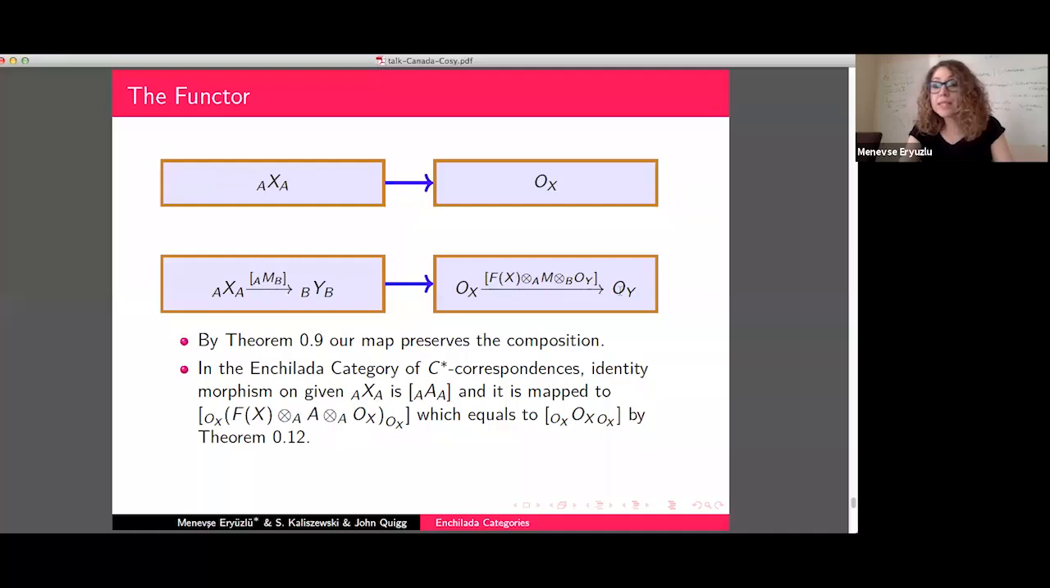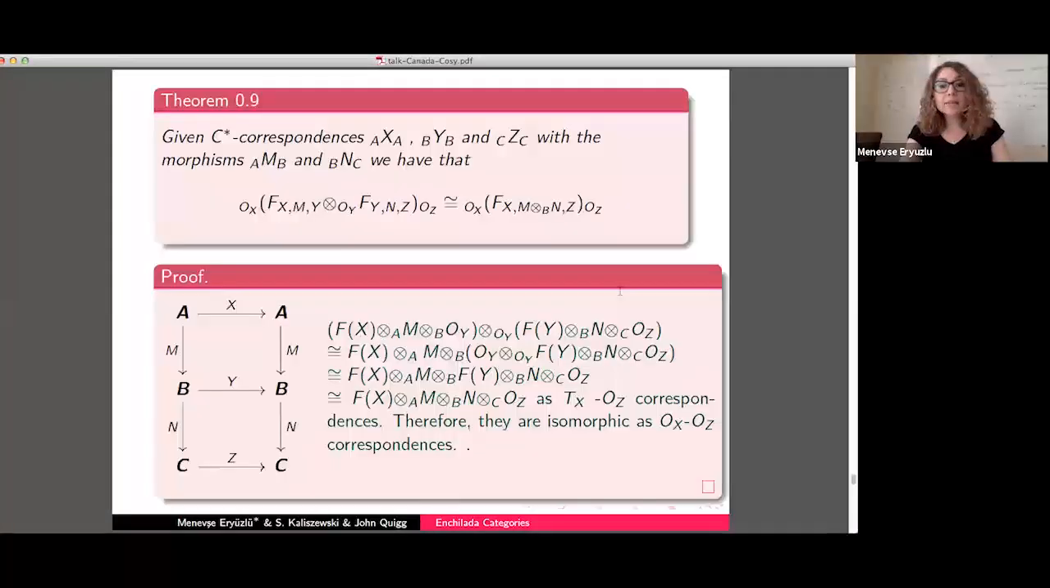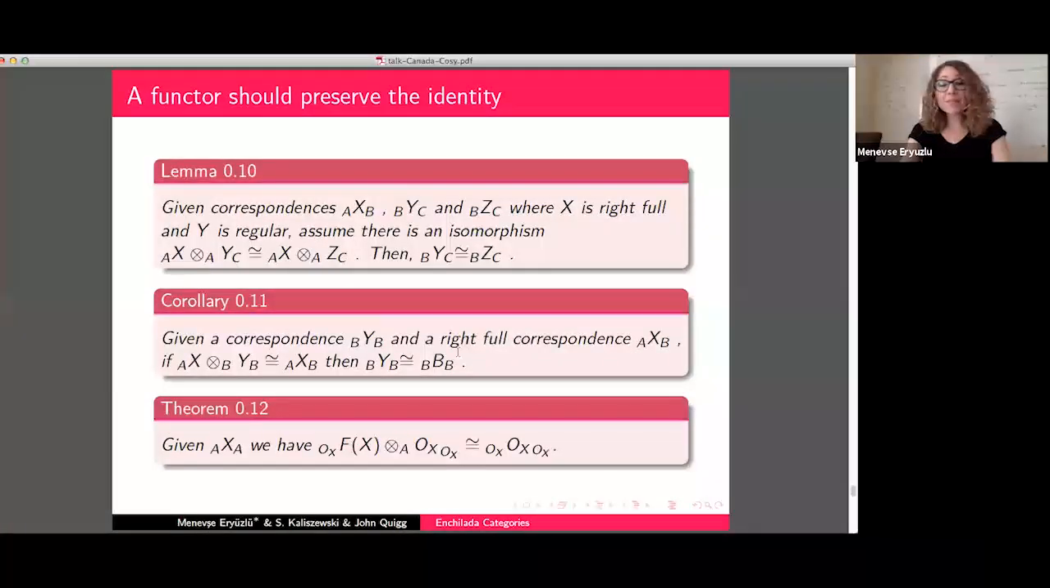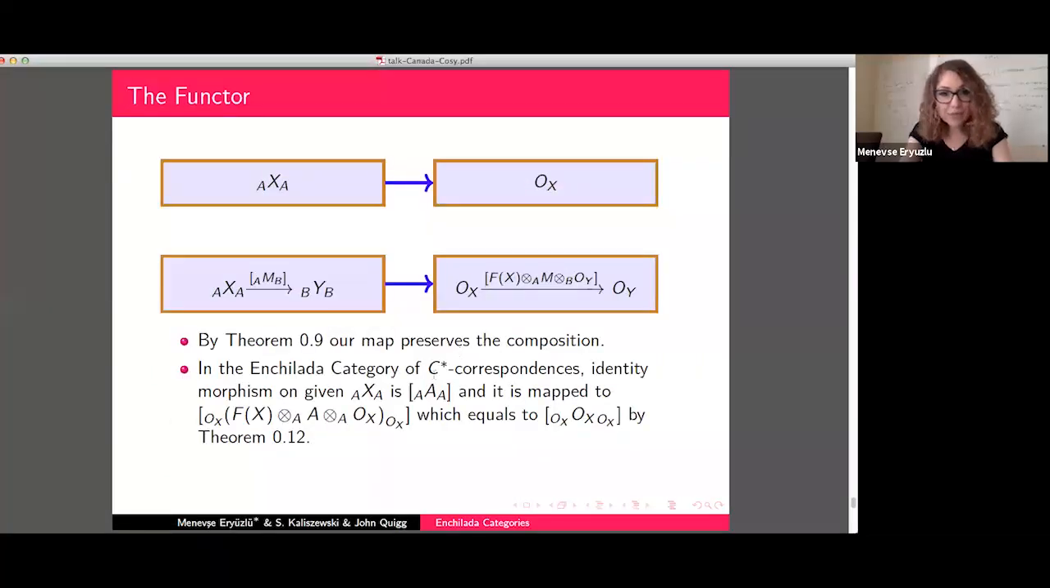Now, in order to see this is a functor, what do we need? We need our map to preserve the composition and preserve the identities, right? And for this, we have a theorem. It does preserve the compositions. I'm not going to get into details because of the time. And the identity part was pretty interesting. Let me first show it here, and you will see.